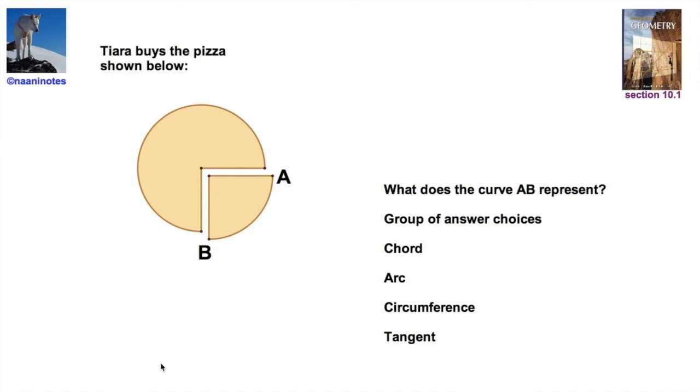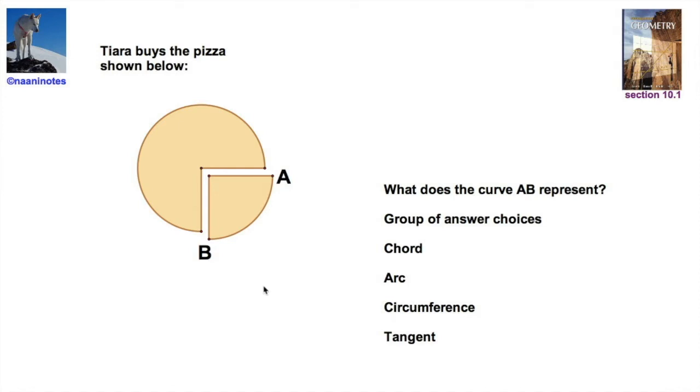The pizza, another definition back in section 10.1. Well, this is pretty straightforward. What does the curve AB, not the area, represent? They took this straight from there. This thing is a sector. An area is a sector. The pizza you eat is a sector. And if you just leave the crust behind, the crust is going to be the arc. Now, remember, it's not a chord, that doesn't make sense. Not a circumference, which is all the way around, and it's certainly not a tangent.